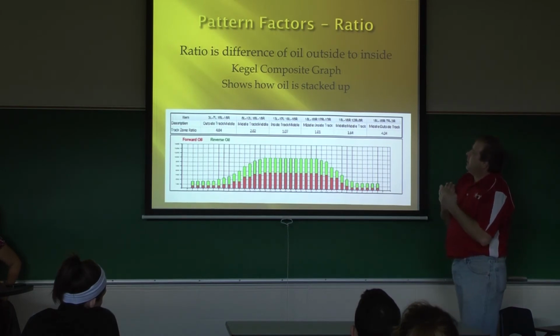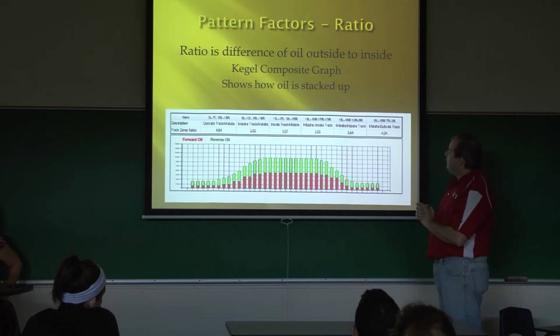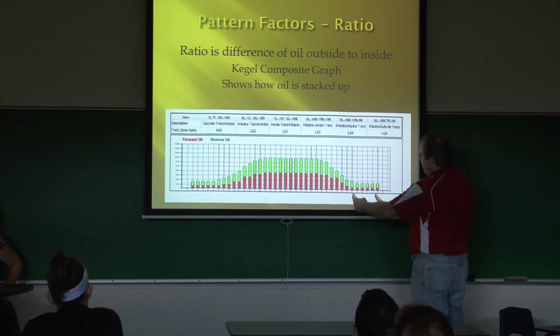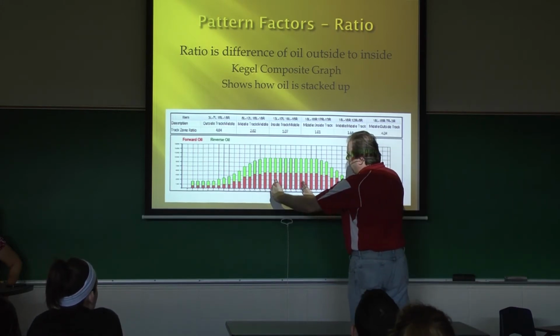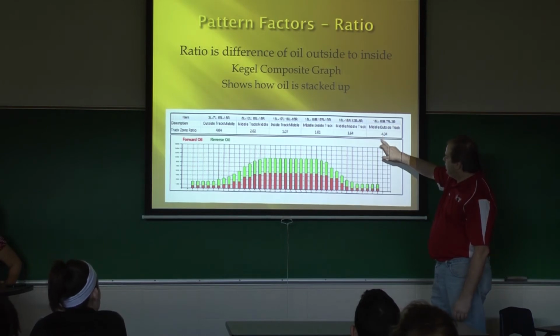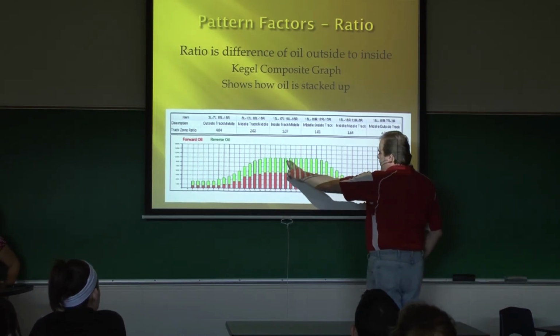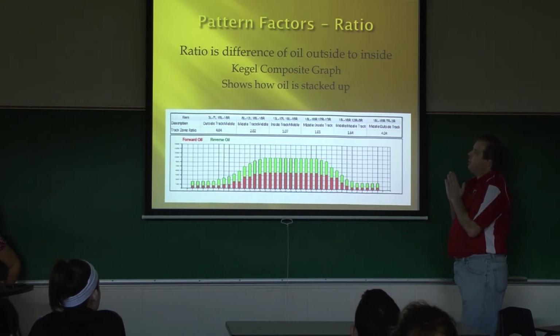All right. So ratio is just another way of looking kind of at that side-to-side shape of the pattern. What they do is we're measuring 5 boards out here, we're taking the average amount of oil and we're comparing it to 5 boards in the middle. So in this case, it's a 4-to-1 ratio. There's 4 times more oil here than there is out here. That's how we show ratio.